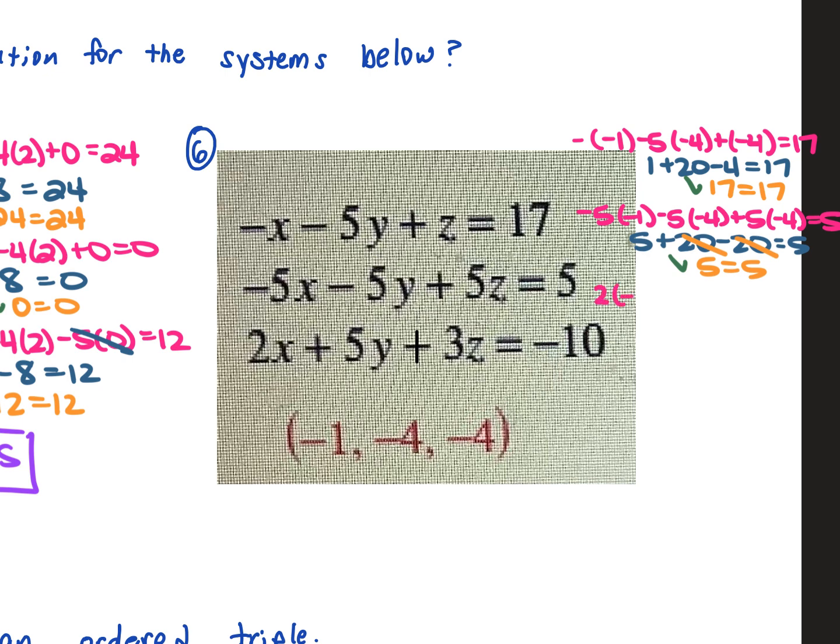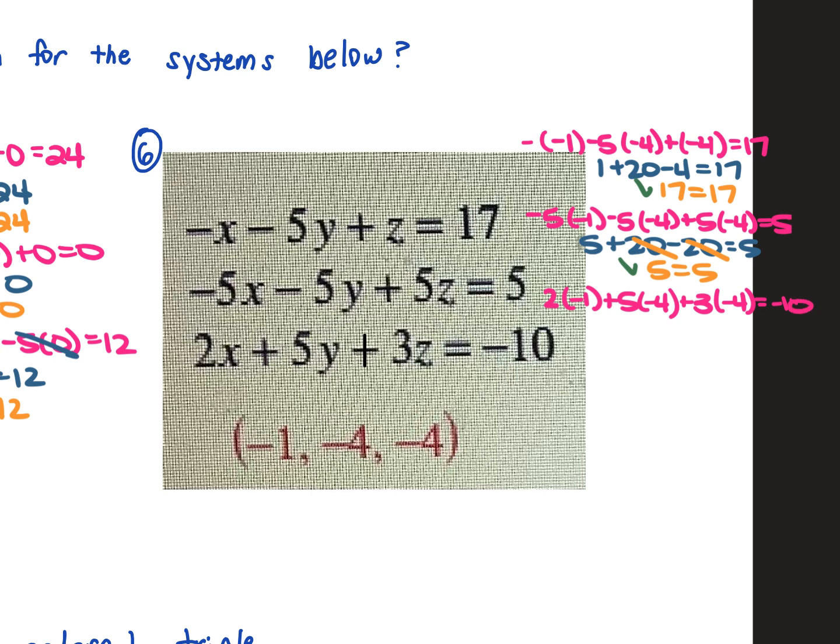That gives us 2 times negative 1 plus 5 times negative 4 plus 3 times negative 4 is equal to negative 10. This then simplifies to give us negative 2 minus 20 minus 12 is equal to negative 10. Your negative 2 minus 20 is negative 22, minus 12 is negative 34. This is not equal to negative 10. So because this one gives you a false statement, it is not a solution.